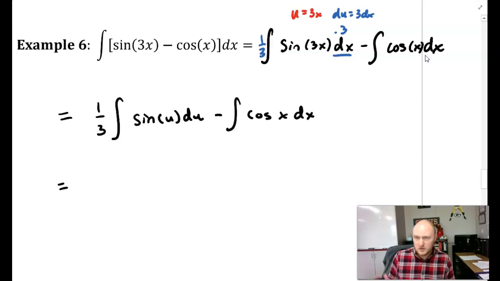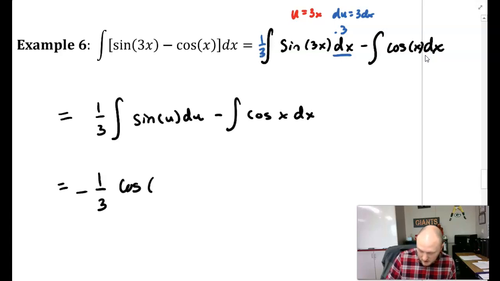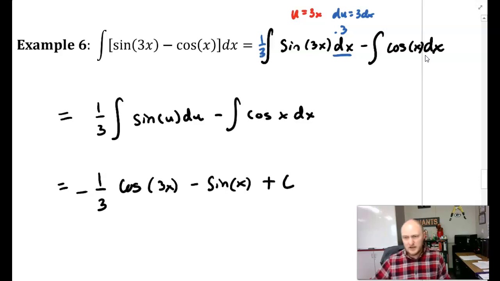Woo, this is a little weird. I feel weird working with x's and dx's. But you get negative 1/3 cosine of u, which is 3x, minus the integral of cosine of x, that's just sine of x. And I do have one constant, okay?